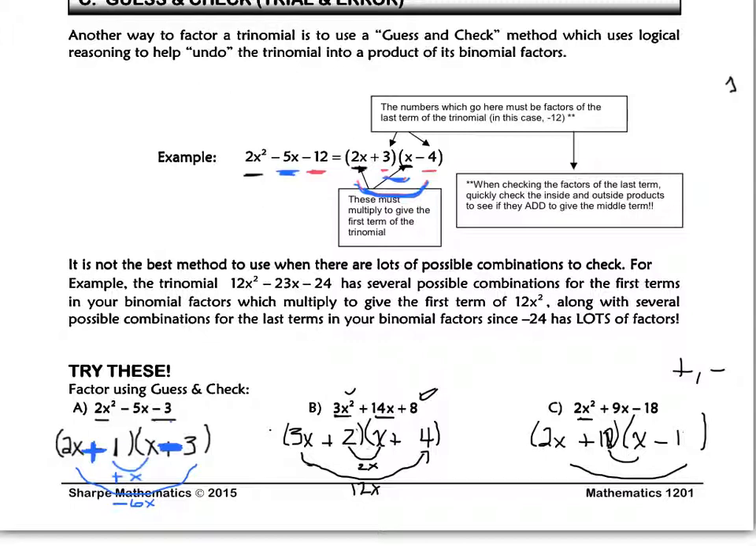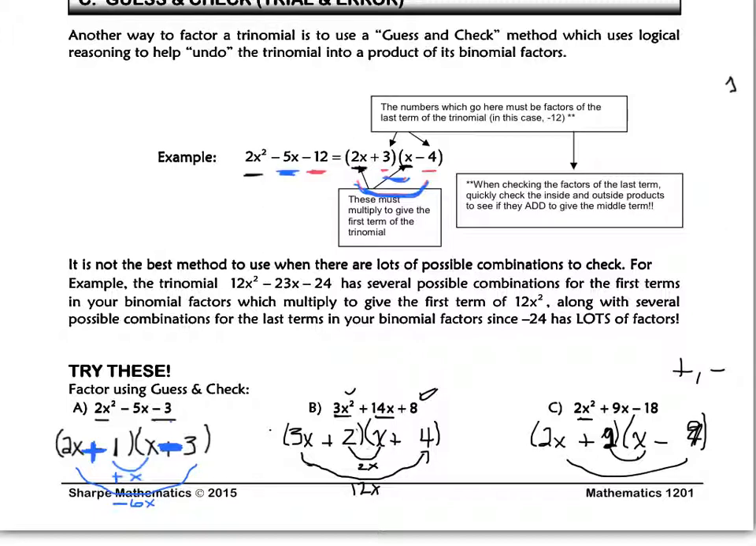I'm just going to erase this. So if I check 2 and 9, if I put the 2 here and the 9 here, that's going to give me 9x and negative 4x, which isn't going to work. And even if I put the 9 here and the 2 here, that's going to give me negative 18x and 2x, which is still not going to work. And again, even if I switch the positive to where the negative was, it's not going to give me 9, it's going to give me 16x.